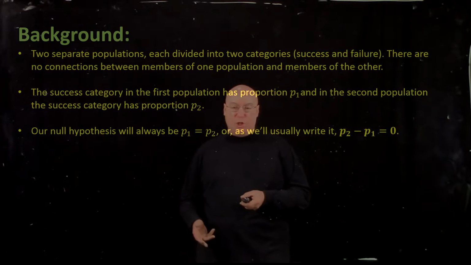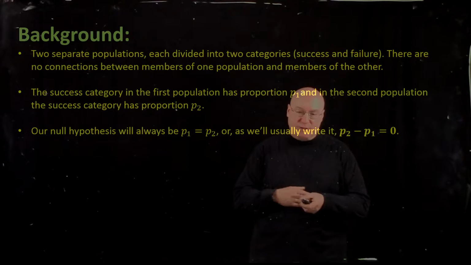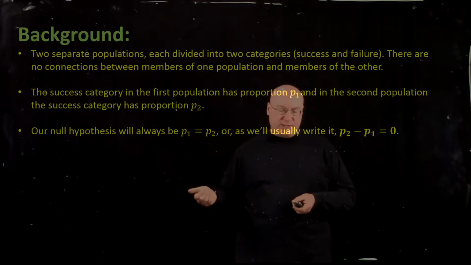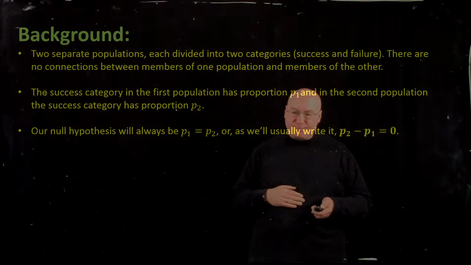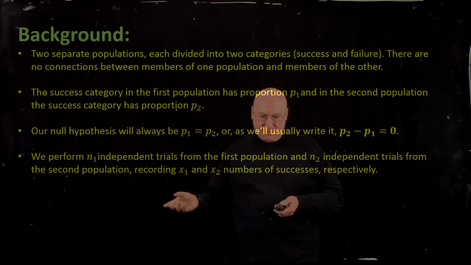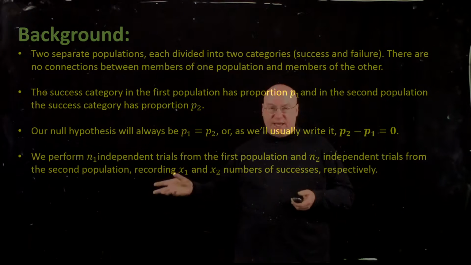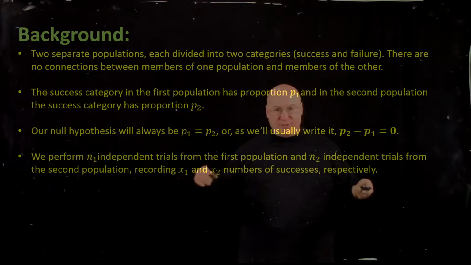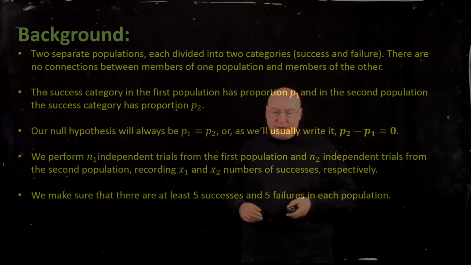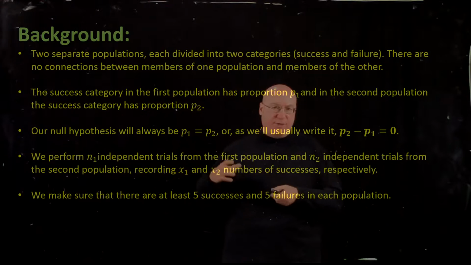Our null hypothesis will always be P1 equals P2, or as we usually write it, P2 minus P1 equals 0. So again, we're going to claim in the null hypothesis that the two proportions are equal, which is just another way of saying their difference is 0, right? Okay, we perform N1 independent trials from the first population and N2 independent trials from the second population, recording the number of successes, X1 and X2, right? So you can see we can set up our sample proportions for each population. And here, we don't have initial values for P1 or P2 because we're just going to claim that they're equal. We don't claim that they're equal to a certain value.